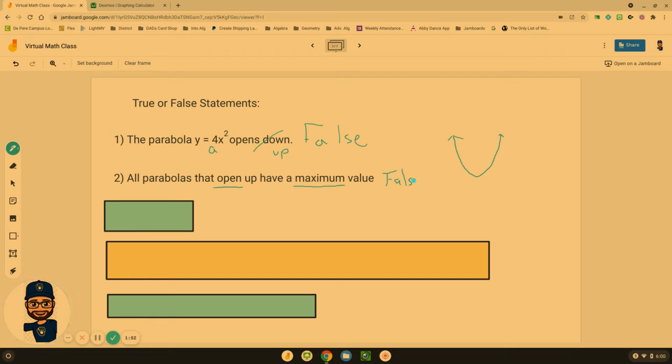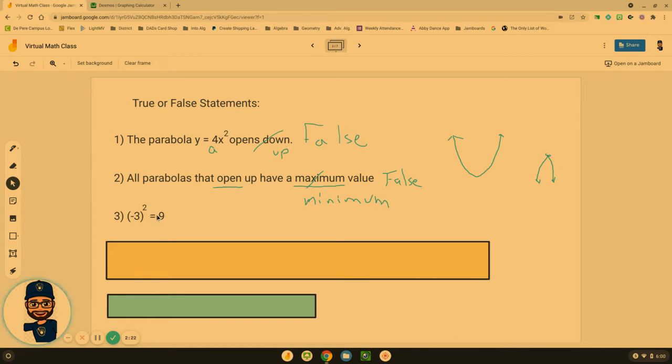If a parabola opens up, this bottom point right down here, we don't call it a max, we call it a minimum. So any parabola that opens up will have a minimum value because it's got a lowest point. Conversely, if it were to have opened down, then it has a highest point right here, but it doesn't have a low.